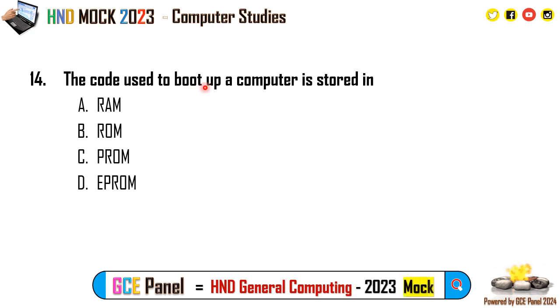The code used to boot up a computer is stored in, of course, nothing is stored in the RAM, right? Because when the computer goes off, everything that is there is cleared. So that code is only found in the ROM. What's ROM? Read only memory. RAM, random access memory. Question 15.